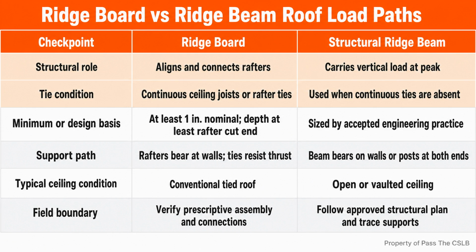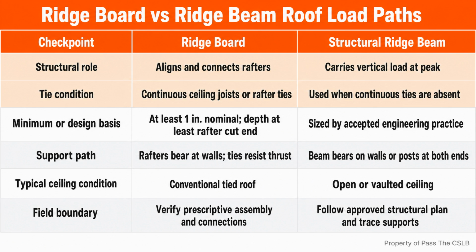Picture an ordinary pair of opposing rafters. Gravity pushes the roof downward. Because the rafters are sloped, that downward load creates a tendency for their lower ends to move apart. That sideways action is outward thrust. The exterior walls may be built to carry vertical roof load, but that does not mean they should be forced outward by an open roof triangle.